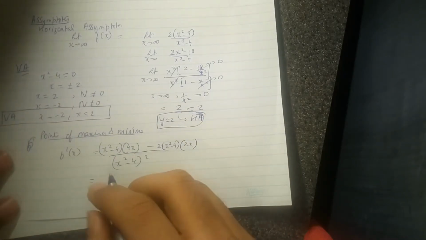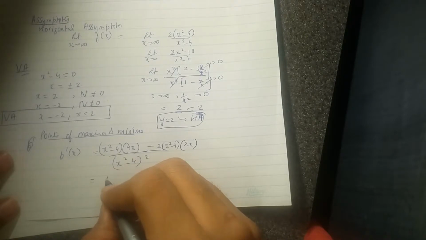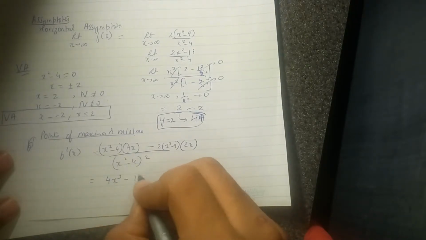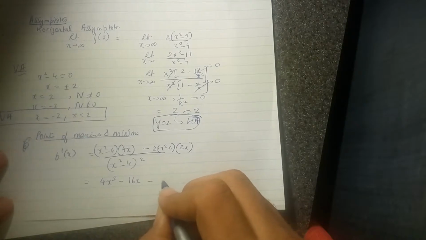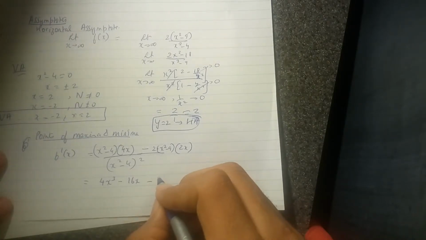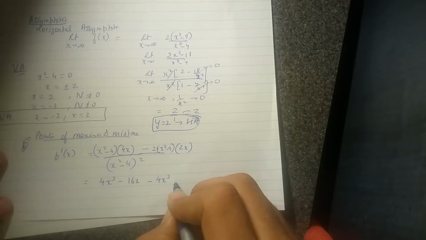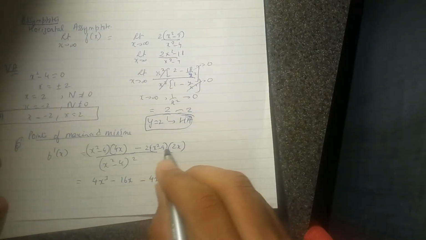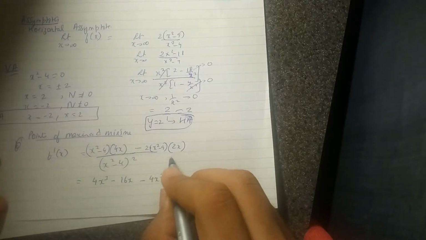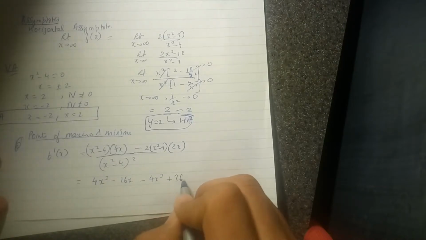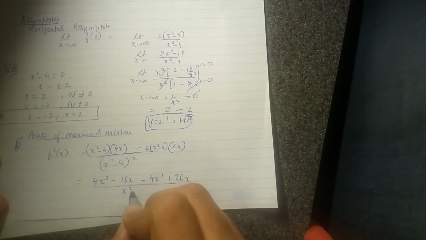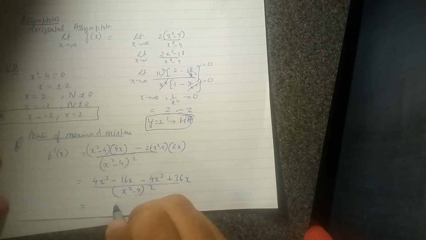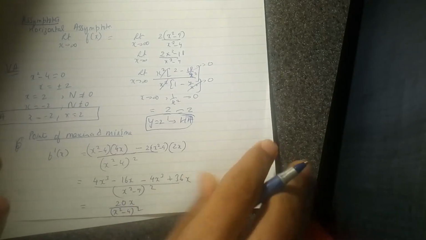So this would give us 4x cubed minus 16x minus 4x cubed, and minus 4 into minus 9 will give us plus 36x, by x squared minus 4 whole squared. So this would be 20x divided by x squared minus 4 the whole squared.